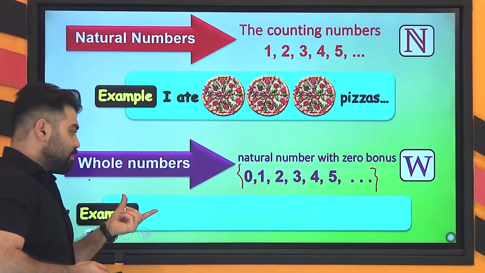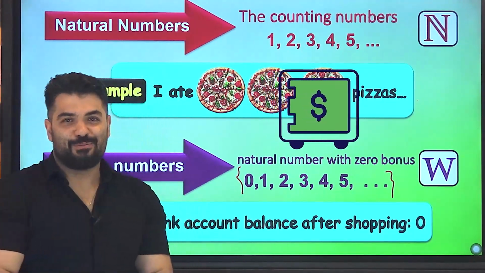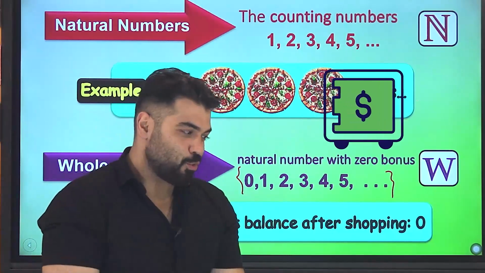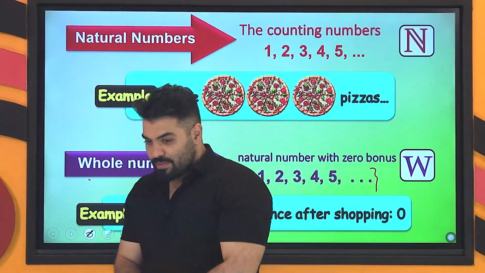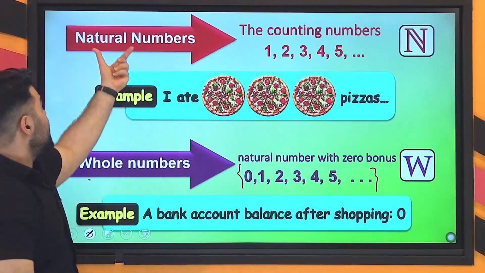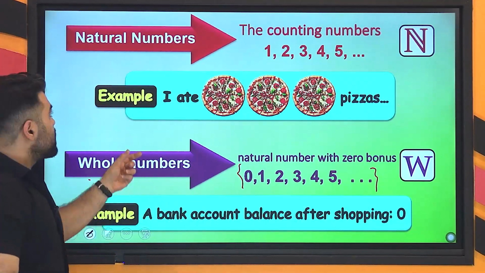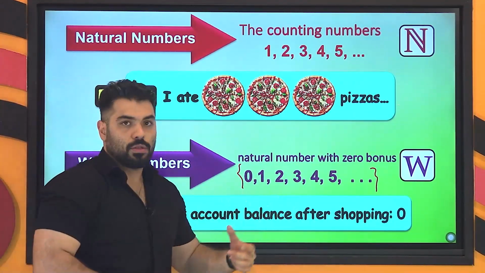Let me give you an example, a familiar example. A bank account balance after shopping is gonna be 0. 0 is a whole number. It's a familiar example for all of us most of the time. And what a shame. Okay, it is obvious that N is a subset of W because every member of natural numbers is in whole numbers.